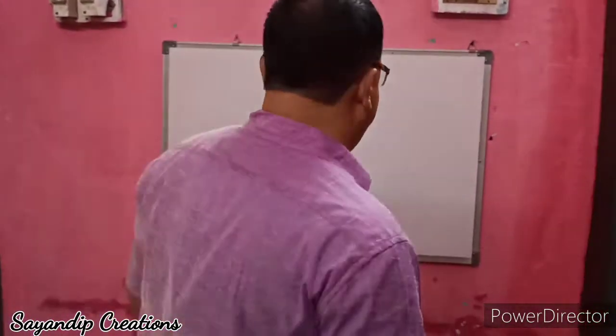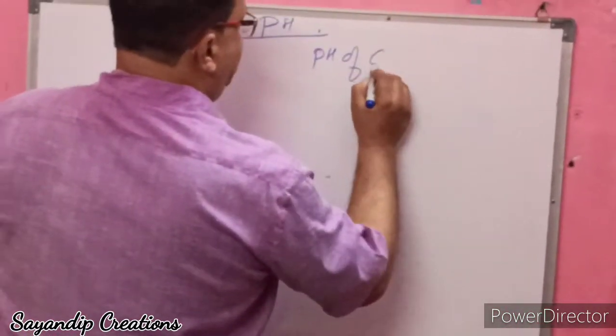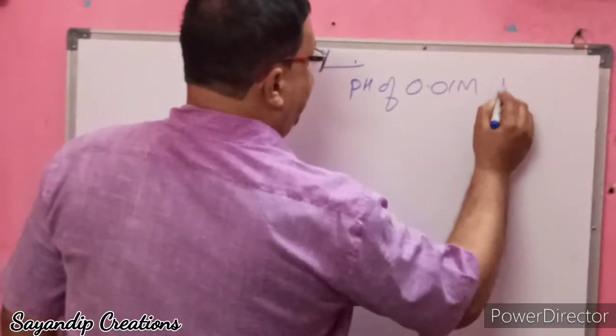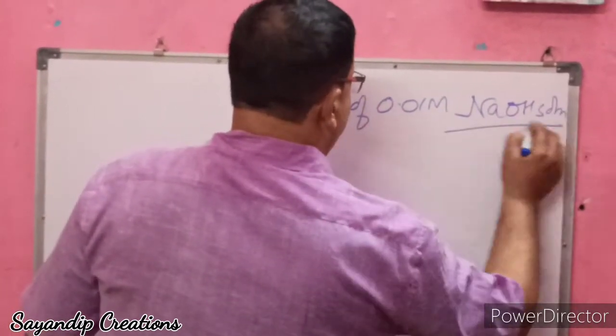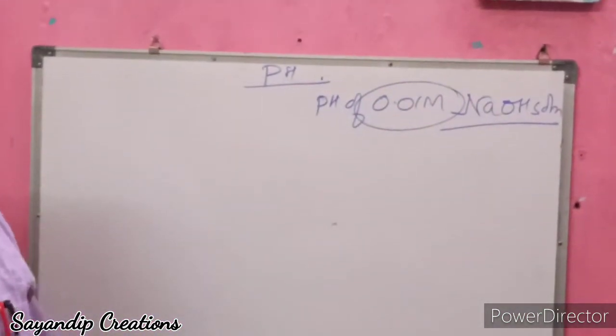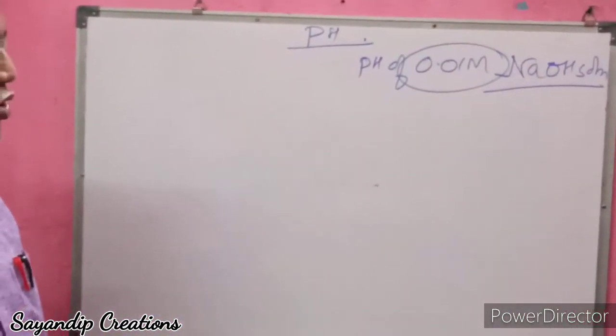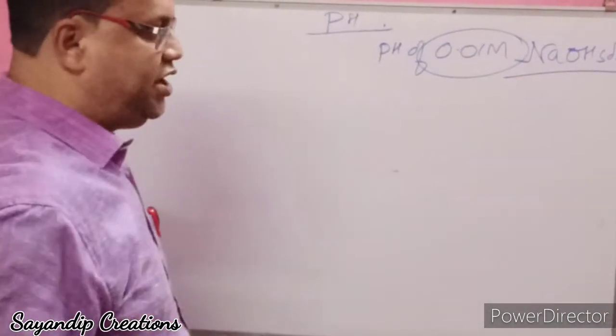Now the last question for the day is, what is the pH of 0.01 M NaOH solution? My dear students, this is a different type of question. What is the pH of 0.01 M NaOH, sodium hydroxide solution? For this you have to remember certain things.